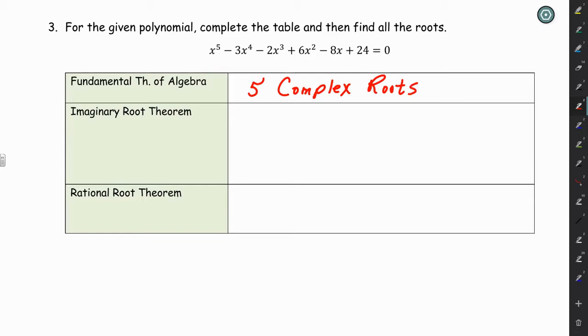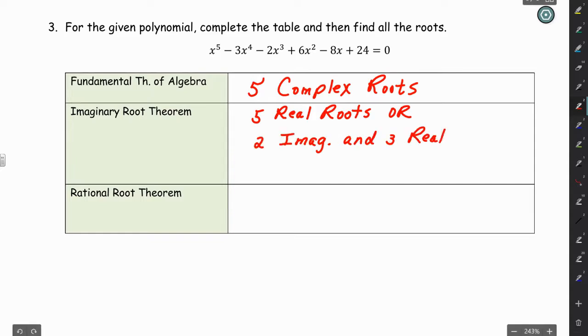The imaginary root theorem tells us that we could have imaginary roots, but they always come in pairs. So we could have 5 real roots. That's the first possibility. Or we could have 2 imaginary and 3 real. Or we could have 4 imaginary and 1 real.